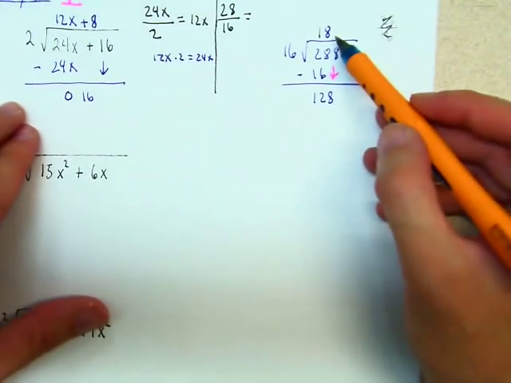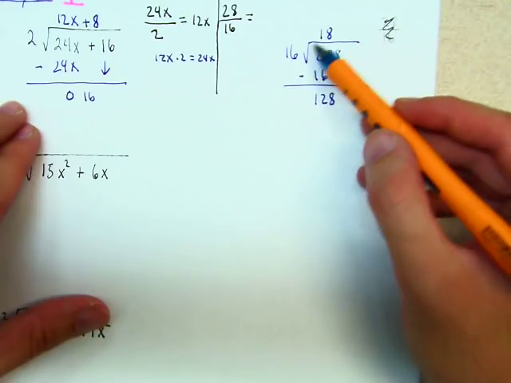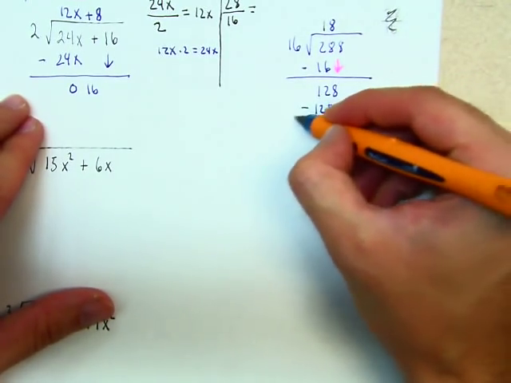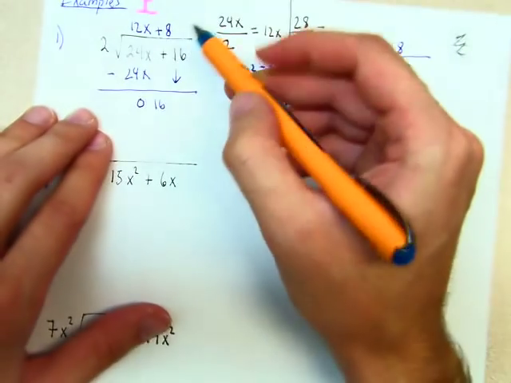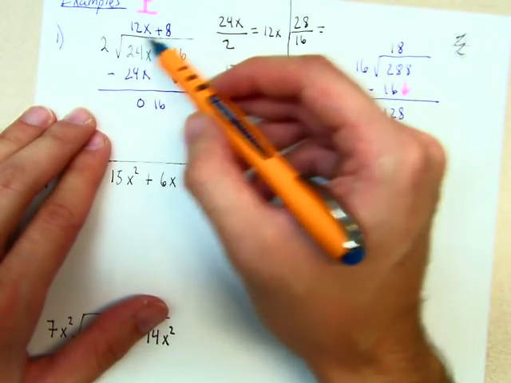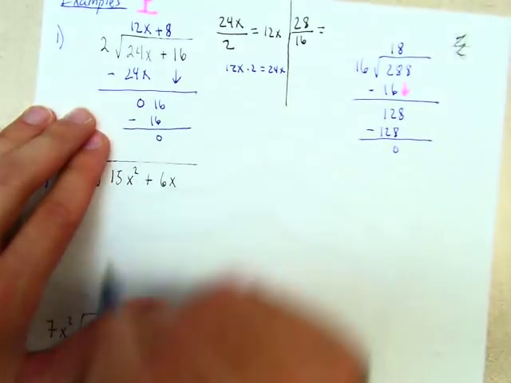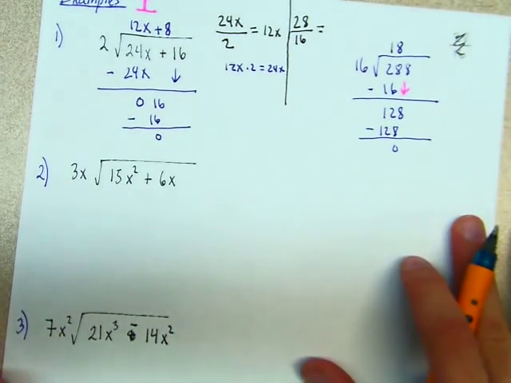And the same thing we did here. We did 8 times 16. It was 128, and we subtracted it, and we get 0. The same thing holds here. 8 times 2 is 16. Subtract, and you get 0. Happy face, and we are done.